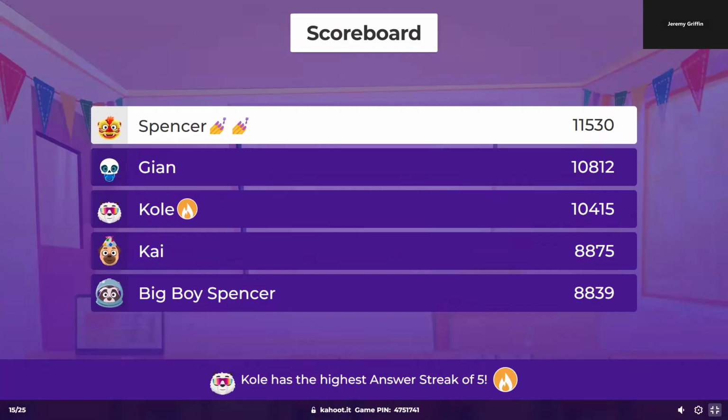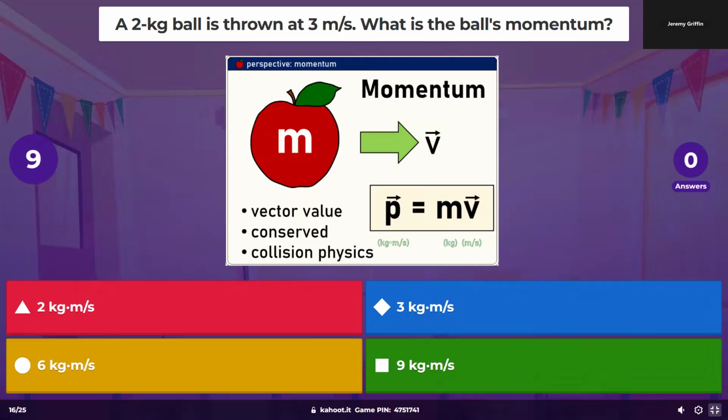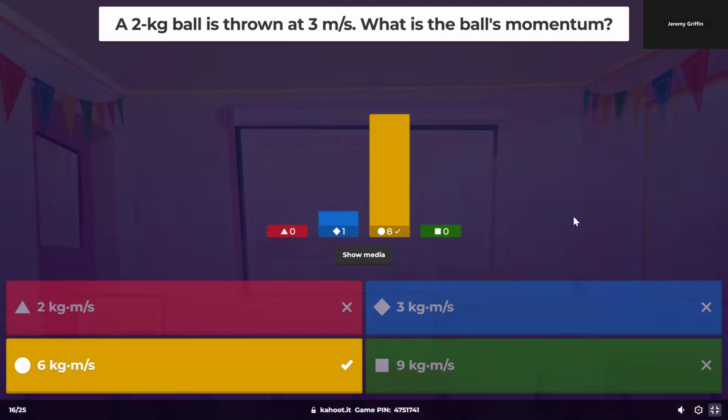All right, Big Boy Spencer, Kai, Cole, Gian, Spencer. 2 kilogram ball thrown at 3 meter per second. What's the momentum? 2, 3. Yeah, 2 times 3 is 6. Okay, so mass times velocity, 6 kilogram meter per second. Okay, guys good?